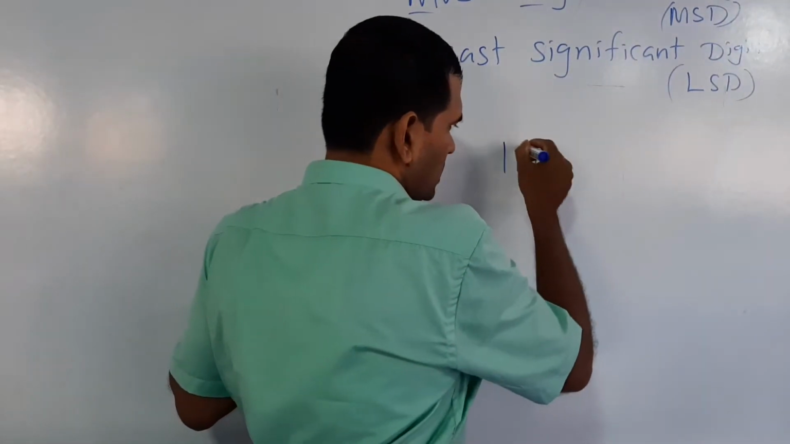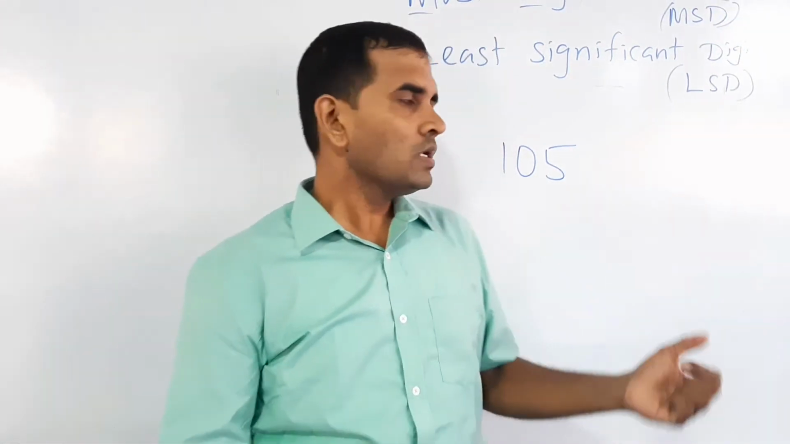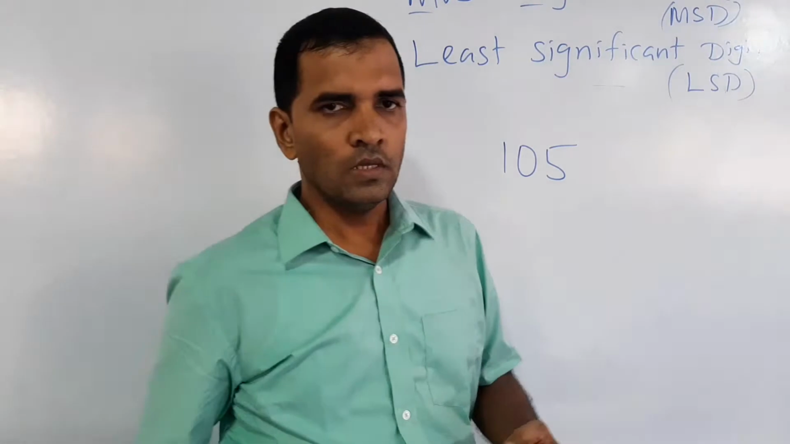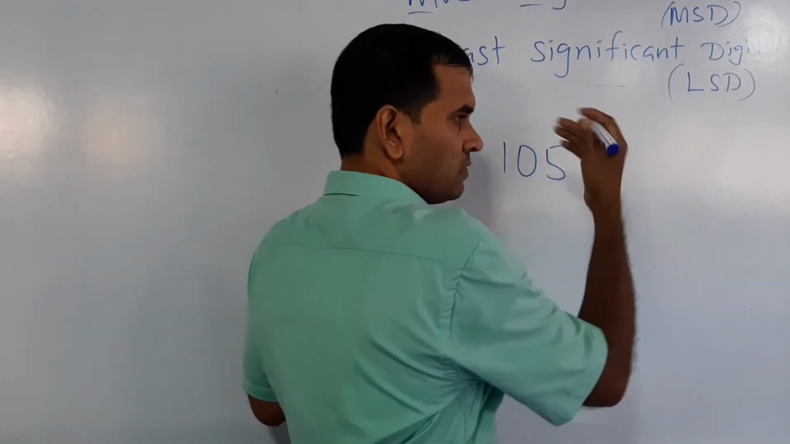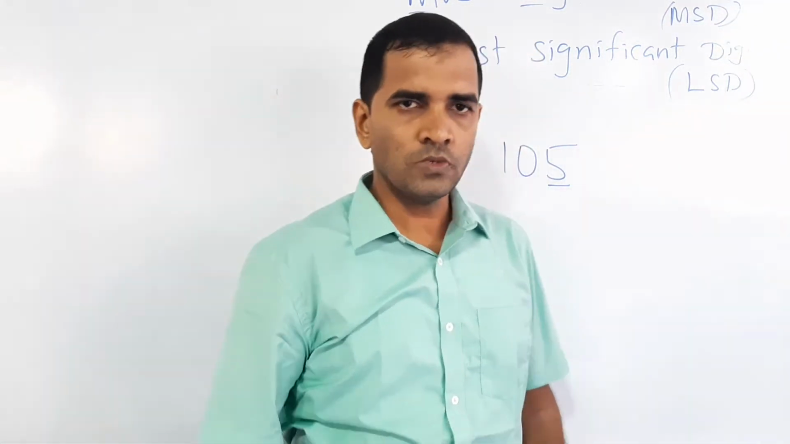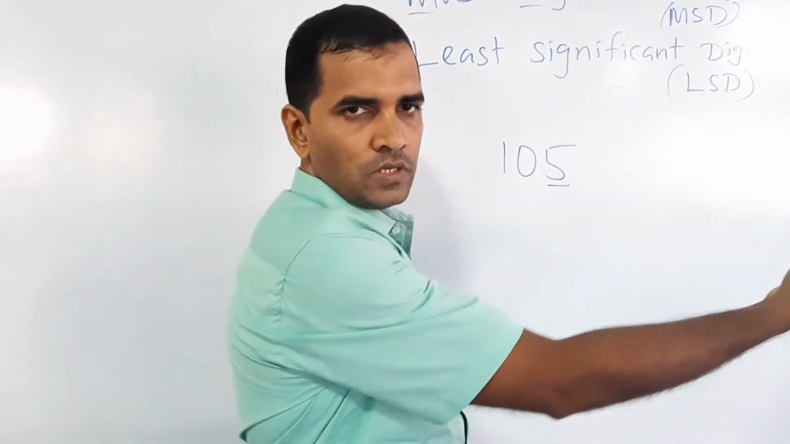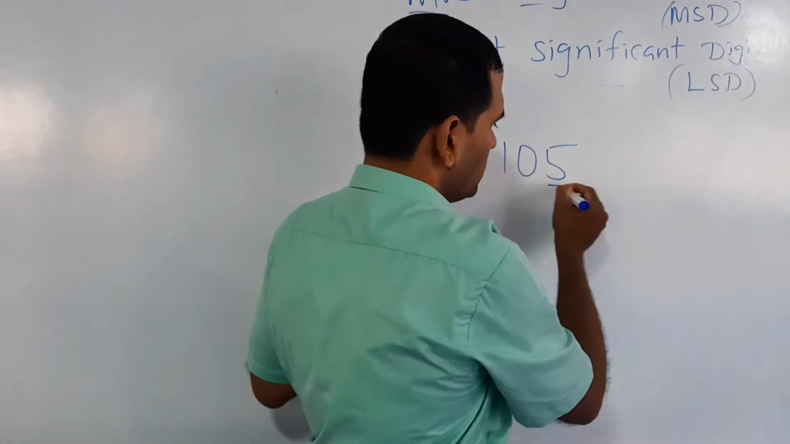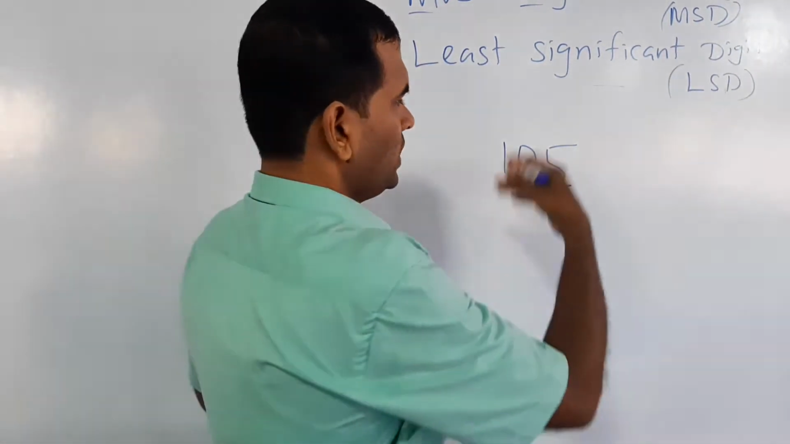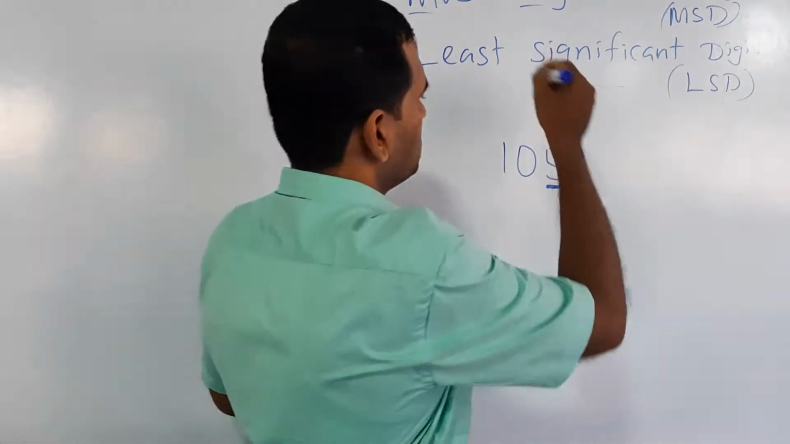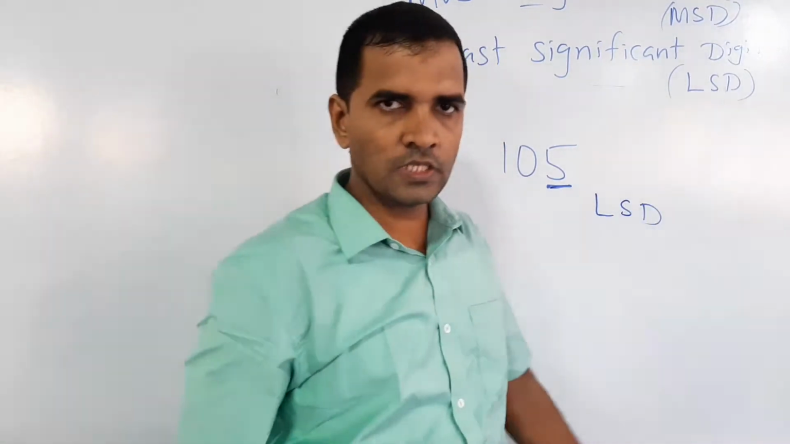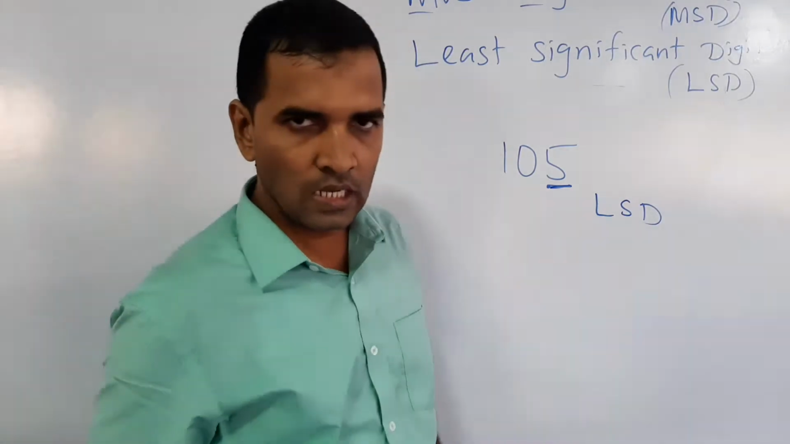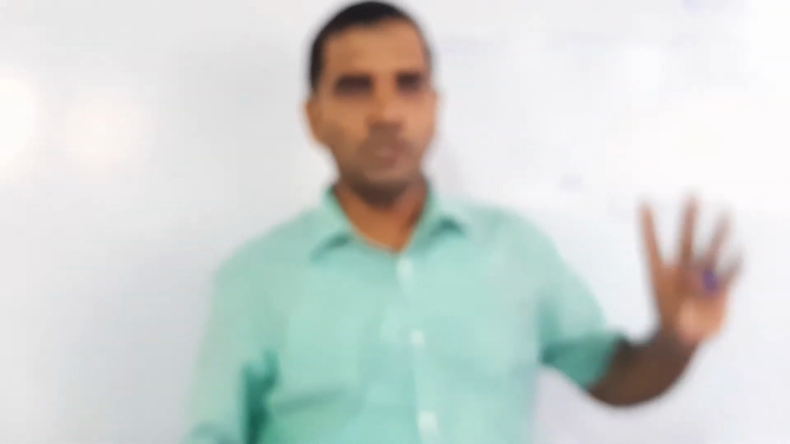I take that example again. Here I have the decimal number 105. As I mentioned earlier, every figure in this 105 is a digit, right? So you have 1, you have 0, you have 5. Here I will take the digit which is placed on the right side, the right extreme. Extreme means the one which is placed at the edge or at the last. So this digit must be the right extreme digit. Whenever you have a right extreme digit, that can be called the least significant digit. In this example, this number 5, which is placed as right extreme, is taken as LSD.